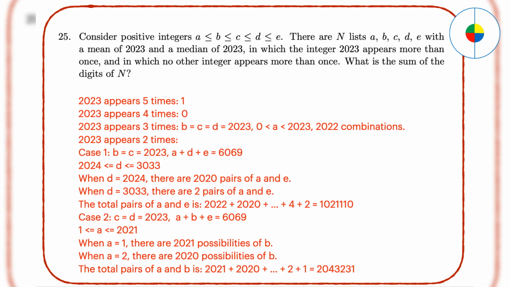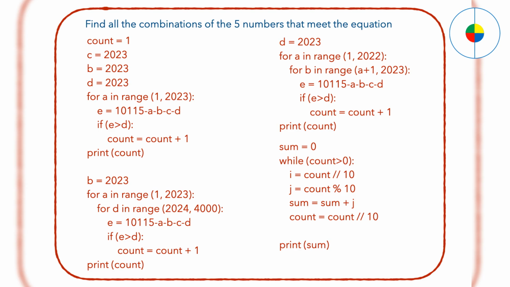The third problem is from Grade 9 Math Contest. This is a little bit complex. From simple reasoning, we know that when a equals b equals c equals d equals e, there is one valid answer. And it's not possible to have four numbers equal to 2023. So, the initial value of the count should be 1. Now, we can use for loops to find out the answers for the other three different situations.